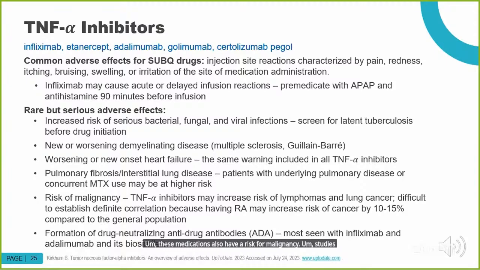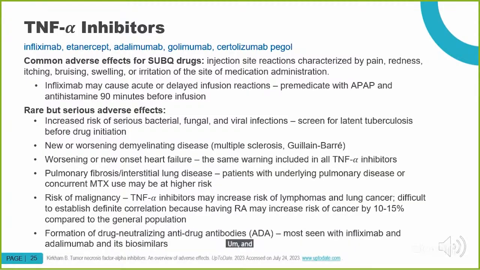These medications also have a risk for malignancy. Studies show that patients taking TNF-alpha inhibitors may have an increased risk of lymphomas and lung cancer in particular. However, it's difficult to establish a definite correlation because we also know that patients with rheumatoid arthritis, just based on the disease pathophysiology, are at a slightly increased risk of developing cancer compared to the general population.